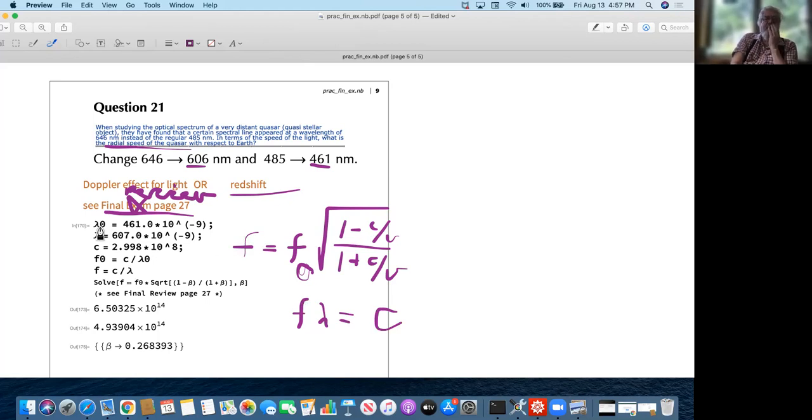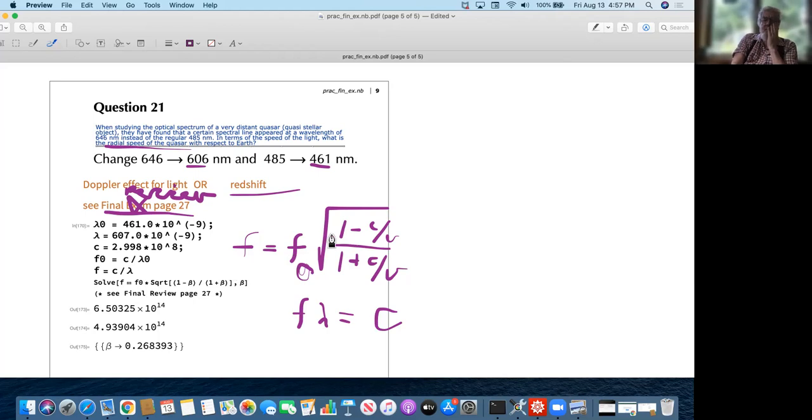So the wavelength in the lab is 461 nanometers. The wavelength observed in the telescope is 607 nanometers, put in a value for the speed of light. The frequency in the lab would be C over lambda 0. The frequency in the telescope would be C over lambda. And now you have to solve this equation. F is F0 times the square root of (1 minus beta) over (1 plus beta). And you solve for beta. Beta is V over C.